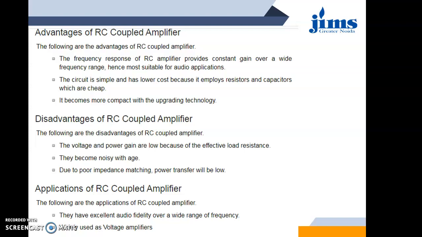And in audio amplifiers, the load is nothing but the loudspeaker. So the impedance of the loudspeaker should be of the order of a few ohms, and in the case of the RC coupled amplifier, the output impedance is of the order of kilo ohms. So there is not at all a good impedance matching of the output of the transistor with the load. Therefore, the power delivered to the load could not be maximum, and therefore it is not used at the output stages of an amplifier.